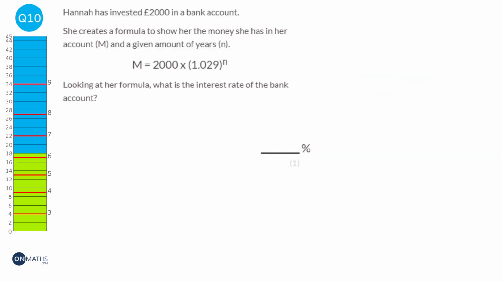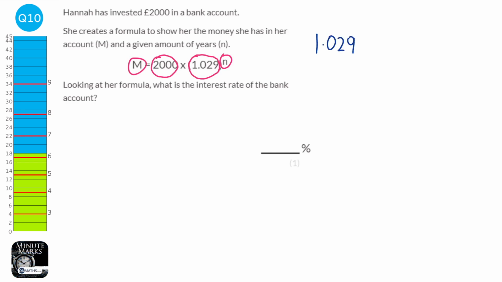So the way this formula works is we have m, which is the final amount. The 2000 here is our initial amount. The decimal in here is our multiplier, and the power here is the amount of years. The way multipliers work is they are the percentage divided by 100. So if we go the other way and times it by 100 to make it back into a percentage, it will be 102.9%.